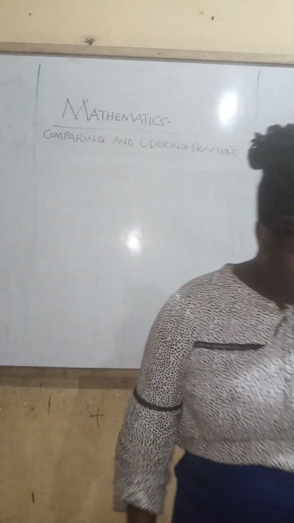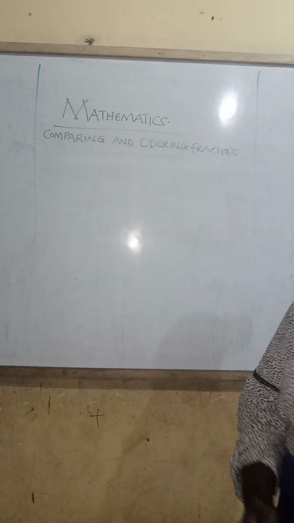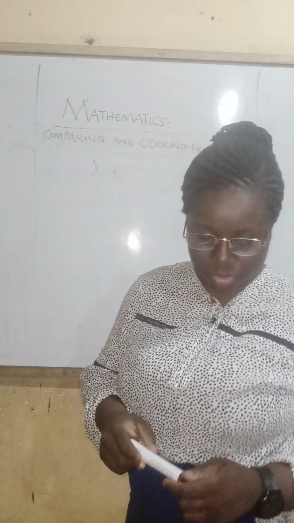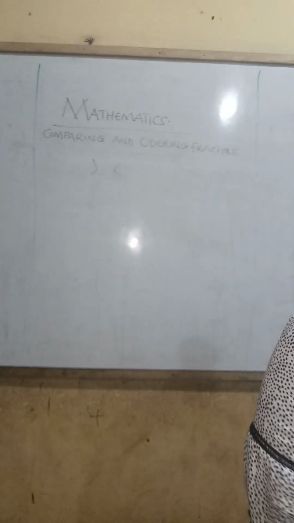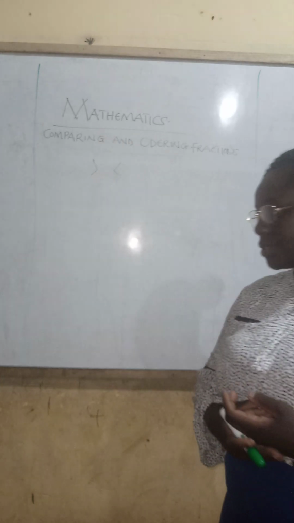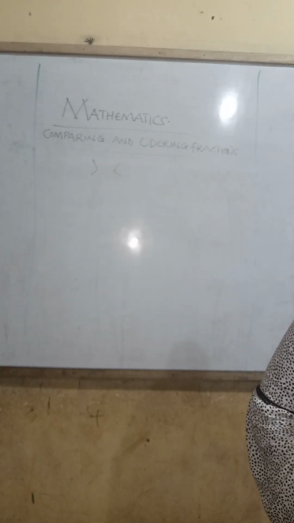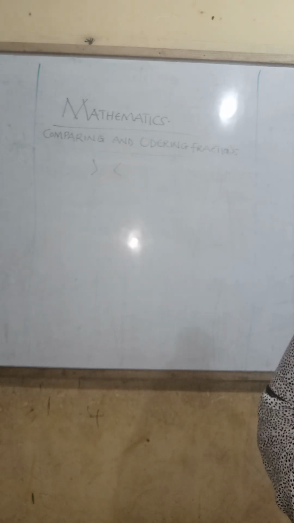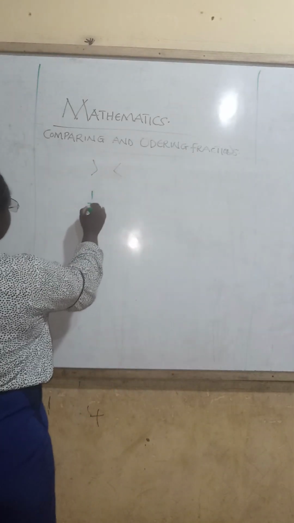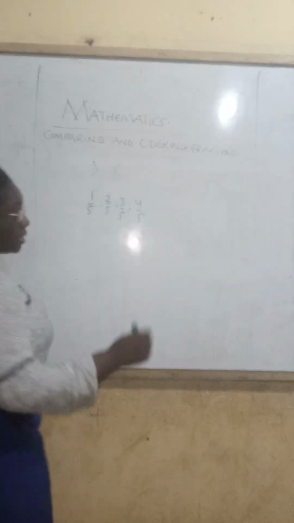Comparing and ordering fractions. What we have to know is that to compare fractions of the same quantity, we use the symbol greater than or less than. I'm giving you some examples so that we solve them together. Fractions with the same denominator are simple to compare. Let's assume we have 1 out of 5, 2 out of 5, 3 out of 5, 4 out of 5. They are easy to compare.